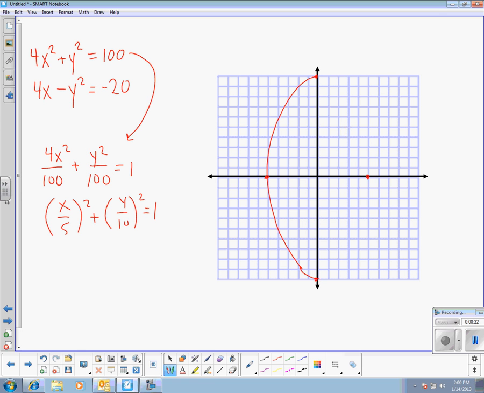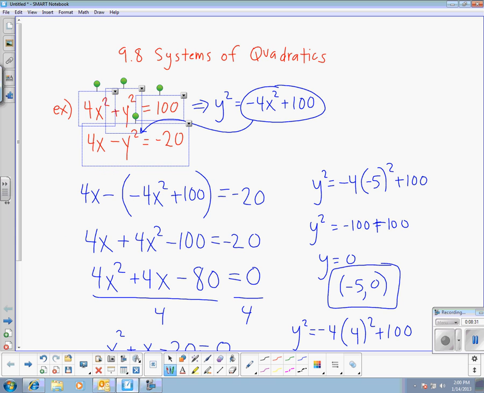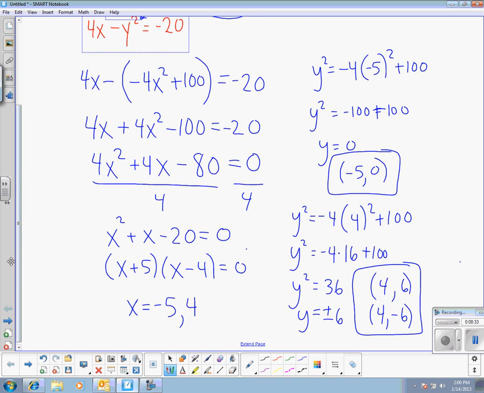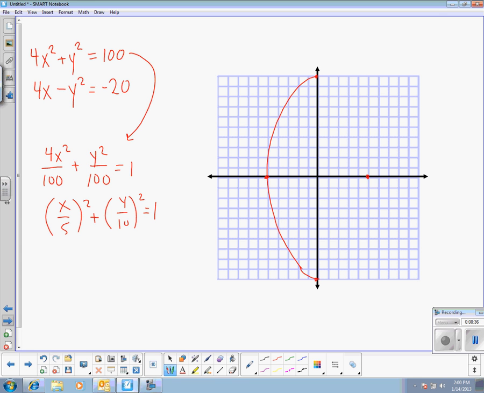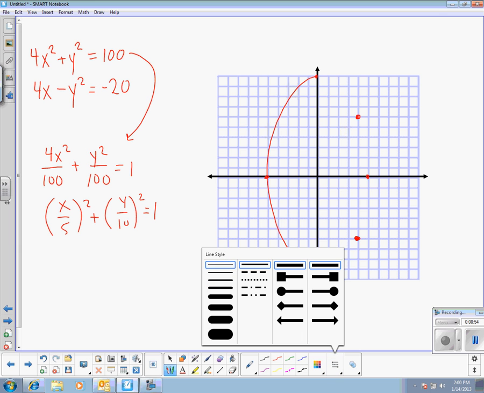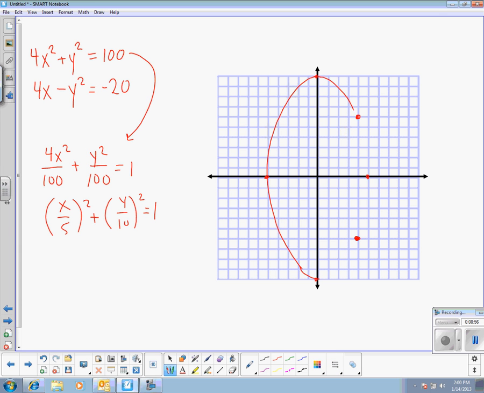Now, to aid in graphing, I know that this thing should be going through my answers from my previous page, negative 5, 0, 4, 6, and 4, negative 6. So I can use that fact to find 4, negative 6, should be right there, and 4, 6: 1, 2, 3, 4, 5, 6. All right, so it's kind of cheating to use the answers that I'm trying to confirm in my graphing, but that's okay, assuming that I haven't made a mistake, which is sometimes dangerous. But there's my ellipse, and now let's graph this parabola.